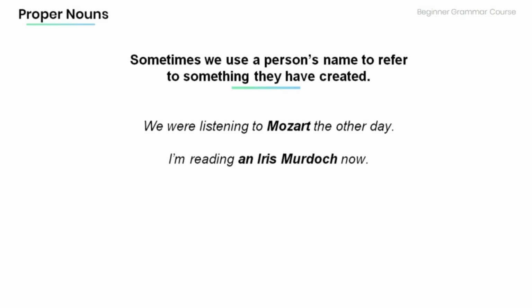Now, sometimes we use a person's name to refer to something they have created. For example, we were listening to Mozart the other day. I'm reading an Iris Murdoch now.